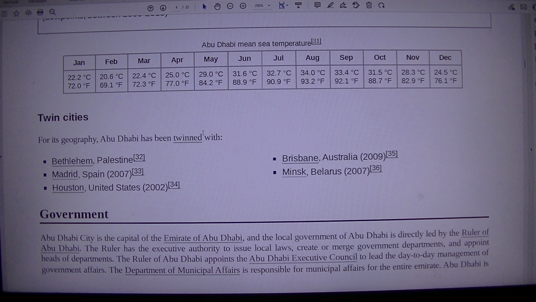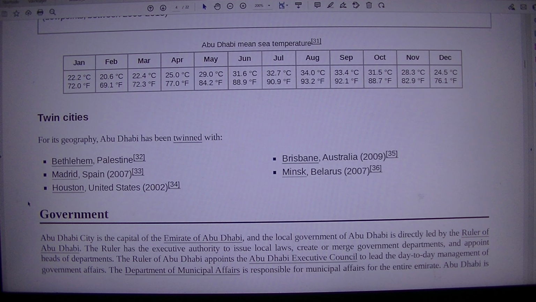Government. Abu Dhabi City is the capital of the Emirate of Abu Dhabi, and the local government of Abu Dhabi is directly led by the ruler of Abu Dhabi. The ruler has the executive authority to issue local laws, create or merge government departments, and appoint heads of departments. The ruler appoints the Abu Dhabi Executive Council to lead the day-to-day management of government affairs. The Department of Municipal Affairs is responsible for municipal affairs for the entire emirate.